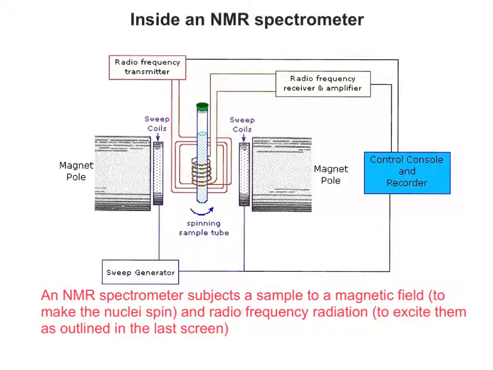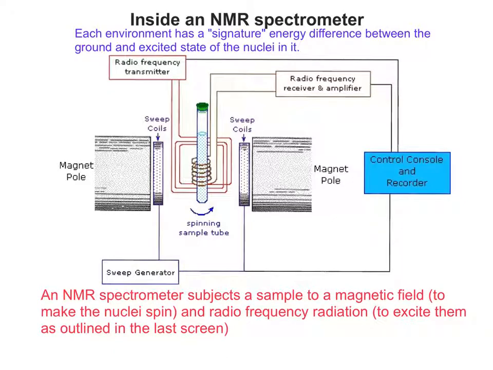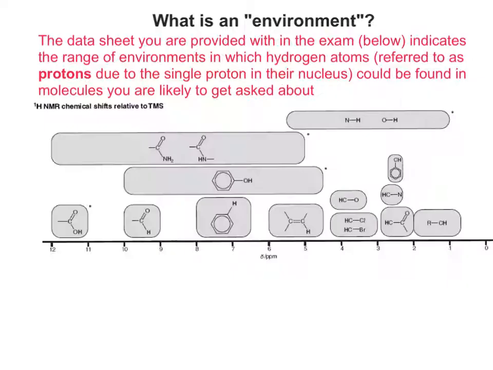So the radio frequency radiation provides the energy to make them go from the ground state to the excited state and back again. So each environment has a signature energy difference between the ground and excited state of the nuclei in it. Or should I specifically say, in this particular case, the hydrogen nuclei in it. So it's important just to think about the nuclei we're talking about. In this particular clip we're talking about proton NMR spectroscopy, so hydrogen nuclei.